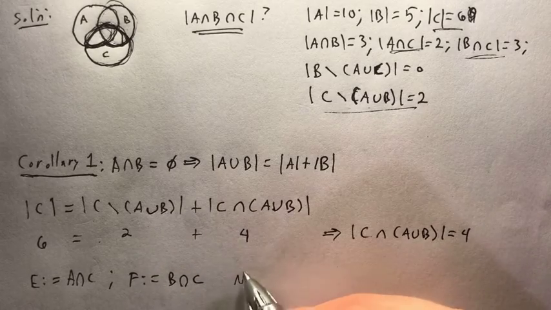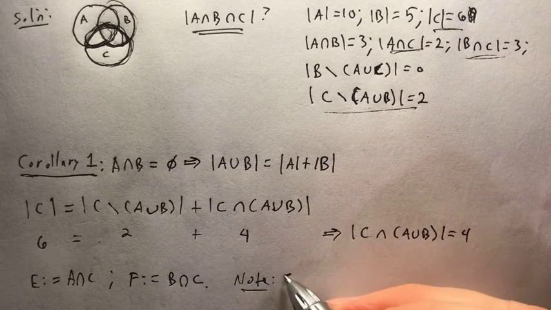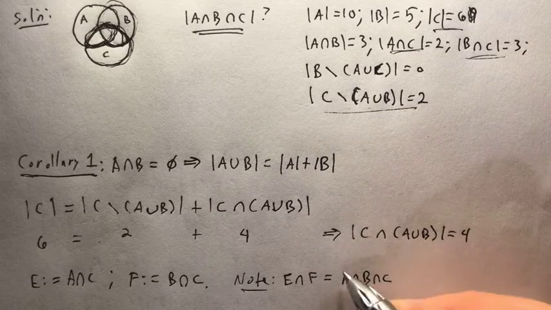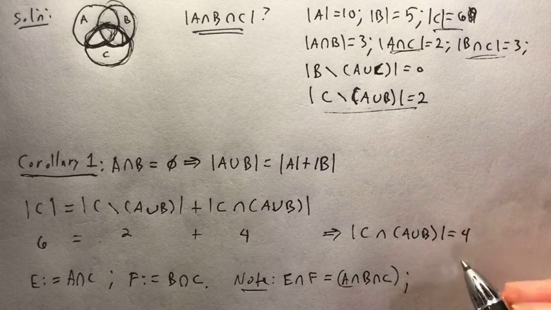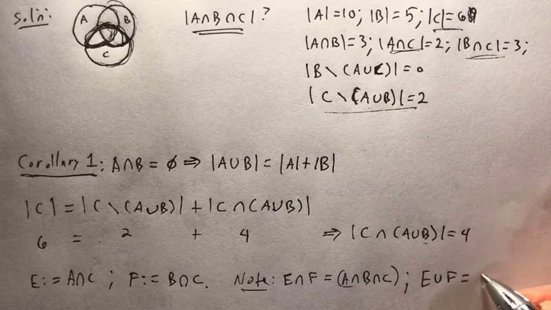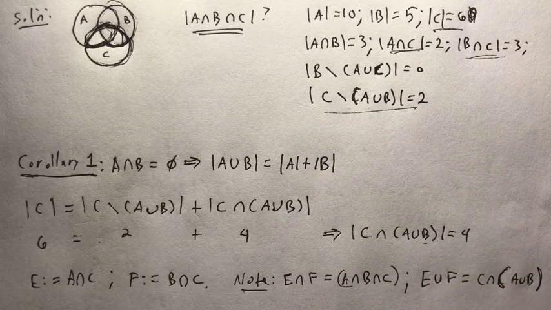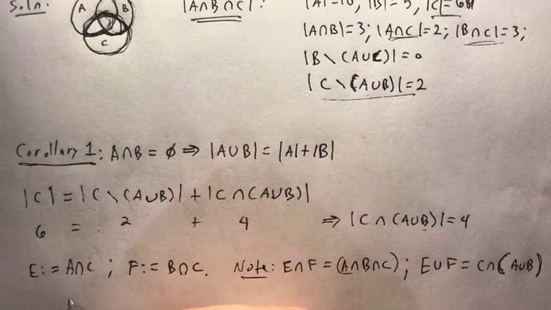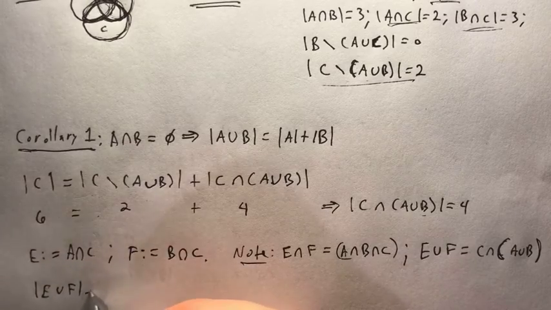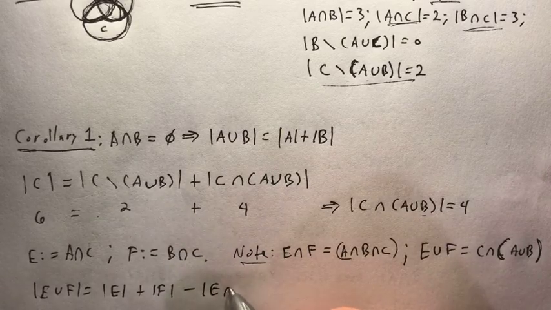Now, we notice that if I take E intersect F, I'm going to get A intersect B intersect C. And I also notice that if I take E union F, I'll get precisely this set. This is C intersect A union B. So that means that I can apply inclusion-exclusion to these sets. So the size of E union F is equal to the size of E plus the size of F minus the size of E intersect F.